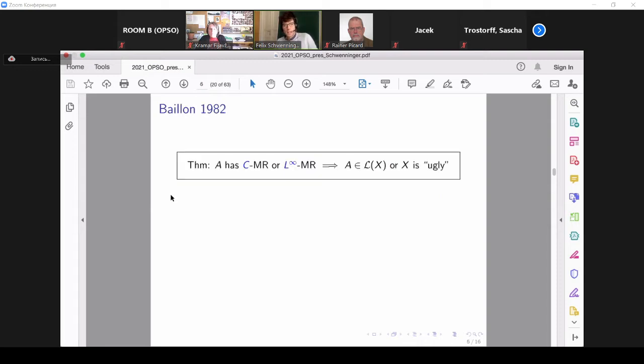So this is the next slide, namely a classical and famous result by Baillon from the 80s that states the following. If A has this maximal regularity with respect to the continuous functions, or you could alternatively assume this with L infinity, this actually implies that either A is a bounded operator, or the space X on which A acts is an ugly space. Now, what means ugly here? The reason is that the line would break if I write down the definition. The definition is easy. Ugly means that X contains an isomorphic copy of c_0.